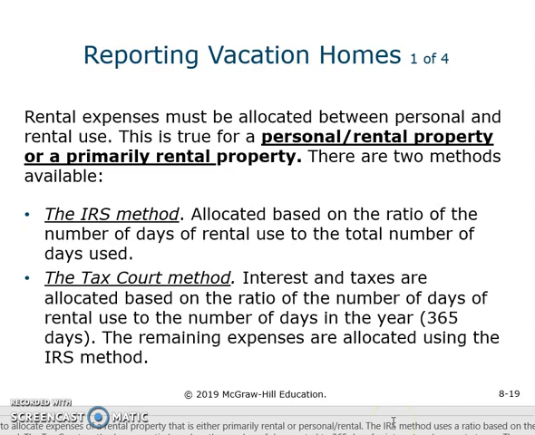The rental expenses for vacation homes must be allocated between personal and rental use. This is true for both personal/rental property and primarily rental property. There are 2 methods available to be used to allocate those expenses. The IRS method: the allocation is based on the ratio of the number of days of rental use to the total number of days used.